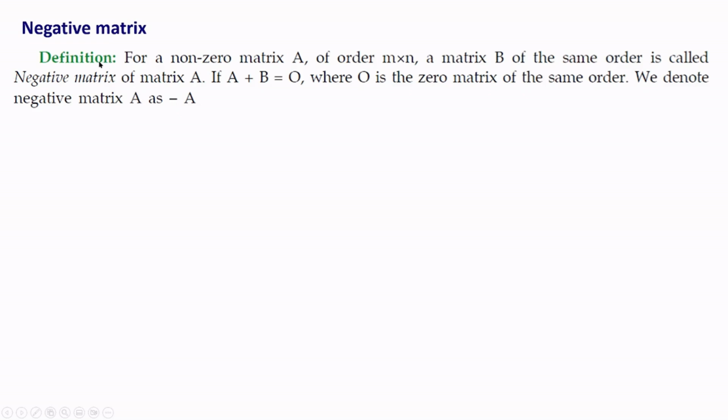Next we have the negative matrix. If we have a non-zero matrix A of order m by n, then a matrix B of the same order is called the negative matrix of matrix A if A plus B is equal to the zero matrix, and we denote the negative matrix of A as negative of A. So the additive inverse of A, another name for it, is the negative matrix of A.